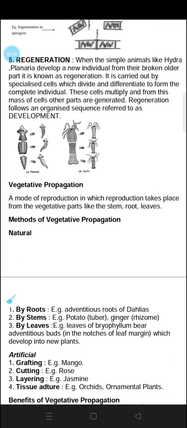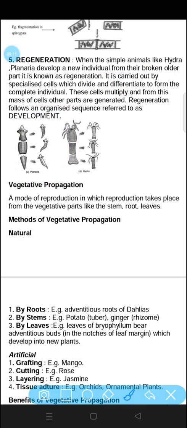Next is regeneration. Regeneration is when simple animals like Hydra and planaria develop into an individual from their broken older part. Whenever we cut a planaria into three parts, three new organisms will be produced, one from each part. It is carried out by specialized cells which divide and differentiate to form complete individuals. These cells multiply and form a mass of cells. Other parts are generated. Regeneration follows an organized sequence referred to as development.